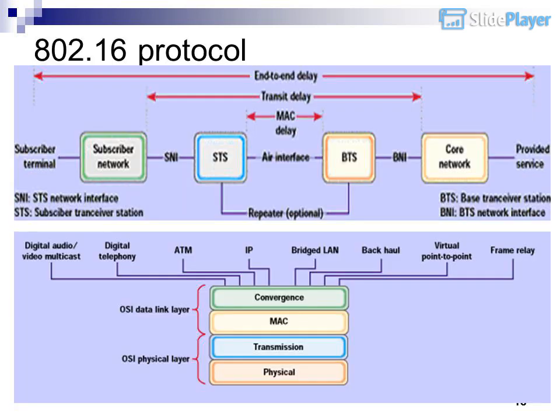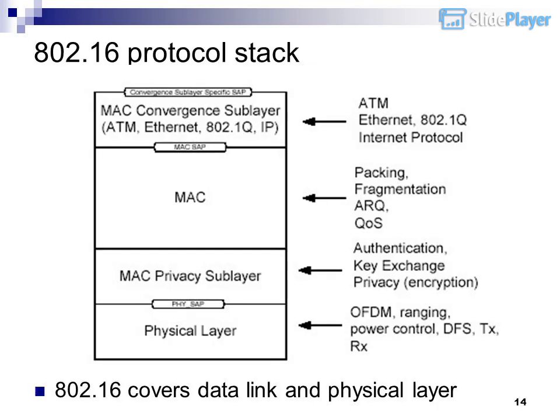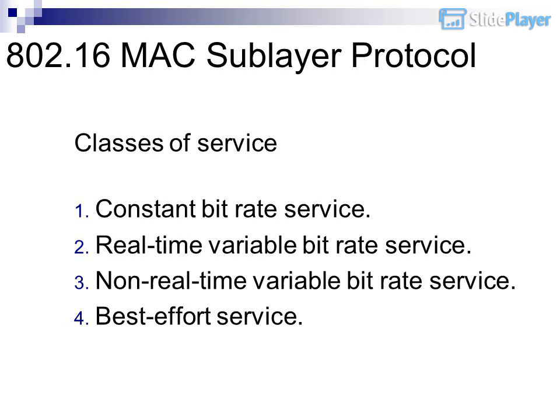802.16 protocol. 802.16 protocol stack. 802.16 covers the data link and physical layer. 802.16 MAC sublayer protocol classes of service: constant bitrate service, real-time variable bitrate service, non-real-time variable bitrate service, best effort service.